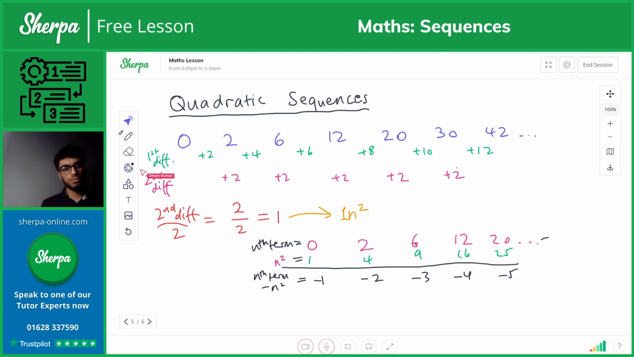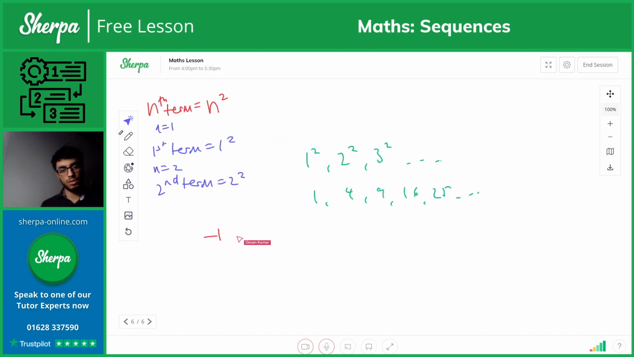Okay, so what have I been able to figure out here? Well, I've been able to figure out some new sequence. And this new sequence, minus 1, minus 2, minus 3, minus 4, minus 5. Well, let's think, what is this sequence? Minus 1, minus 2, minus 3, minus 4, minus 5. Well, this is a sequence minus n.